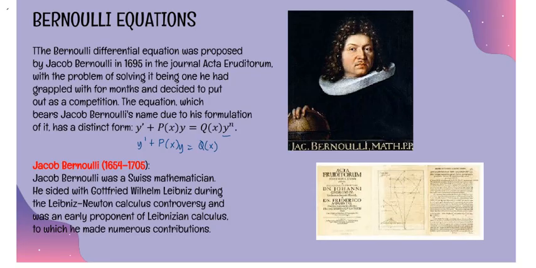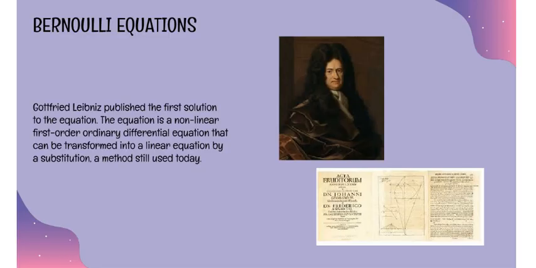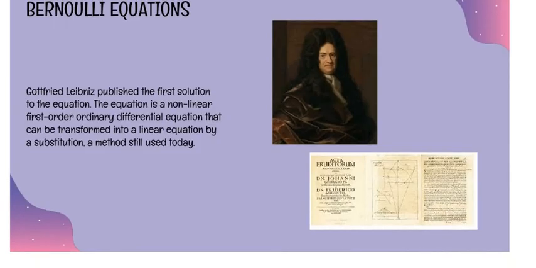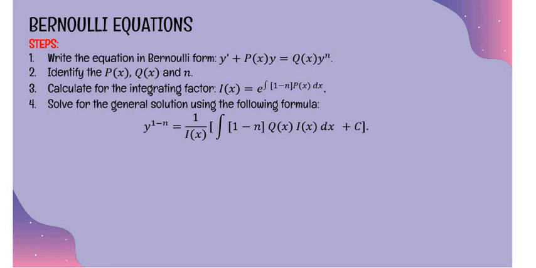Another thing about this form: the one who found the solution for it was Gottfried Leibniz. You already know Gottfried, because he was the one who founded calculus together with Newton. Gottfried Leibniz published the first solution to the equation. The equation is a nonlinear first order ordinary differential equation that can be transformed into a linear equation by a substitution, a method still used today. So this is the method that we are going to use to calculate the general solution of the differential equation.